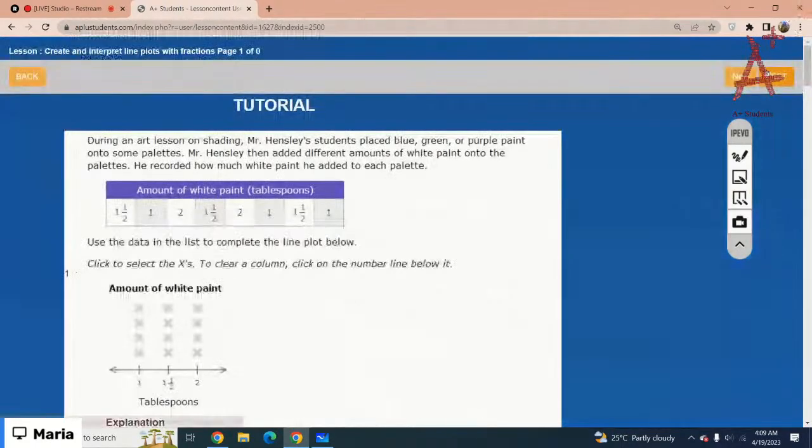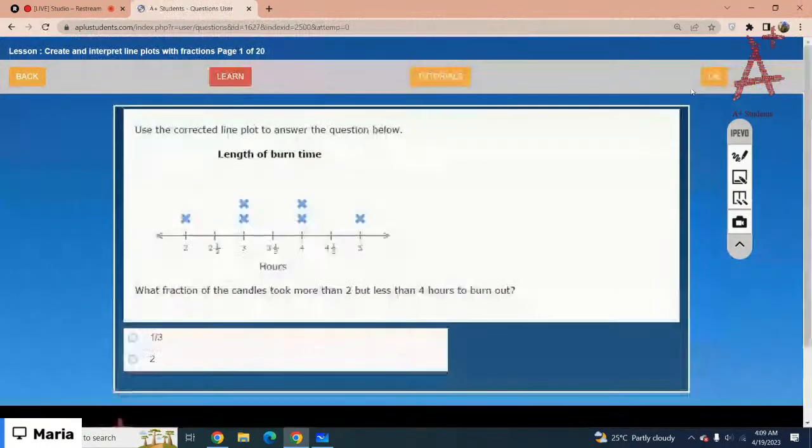Okay, let's just start with the practice questions. It is very easy to make the line plot. Let's just learn. Use the corrected line plot to answer the below question. What fraction of the candles took more than 2 but less than 4 hours to burn out? So here is the time. Got it? That is from 2 to 5 hours. You need to see what fraction of the candles took more than 2 but less than 4 hours.